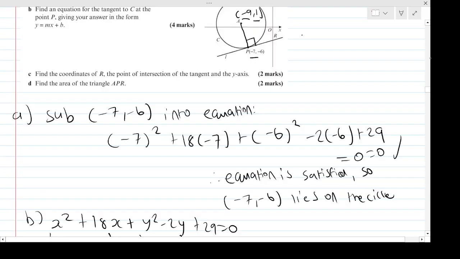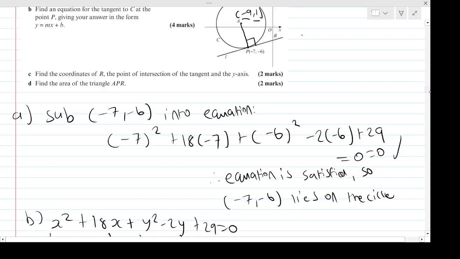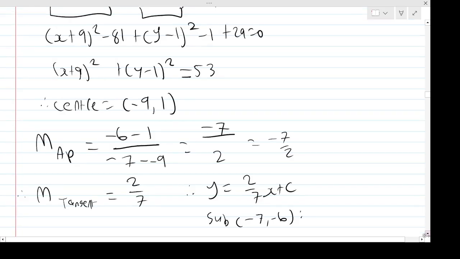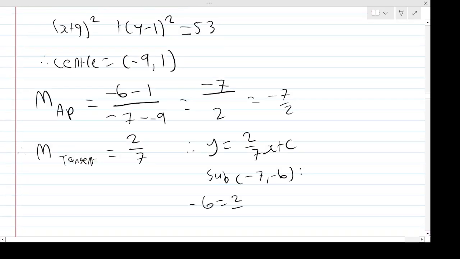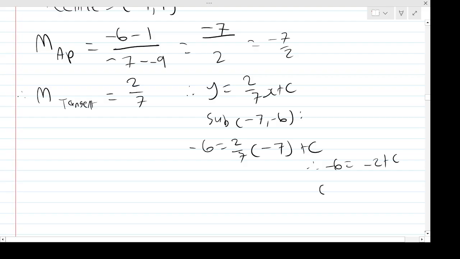Then to find c on the tangent, I need a point on the tangent. Well, I know P is on the tangent, so I'm going to substitute that in. So I substitute minus 7, minus 6 into that equation. I then get y, which is minus 6, is equal to 2/7 of minus 7 plus c, which gets me minus 6 is minus 2 plus c. If I add 2, then c is minus 4. Therefore, my equation overall is y = 2/7 x minus 4.